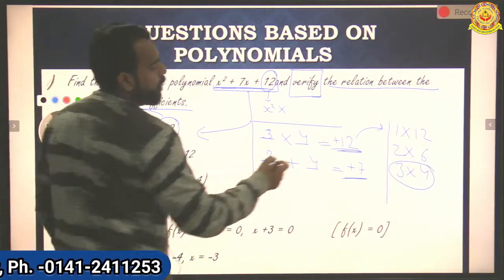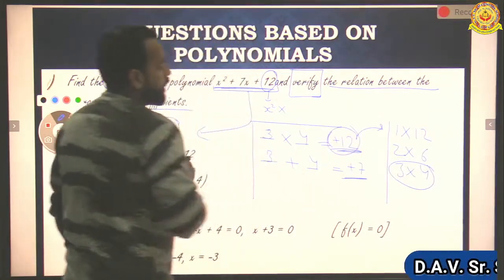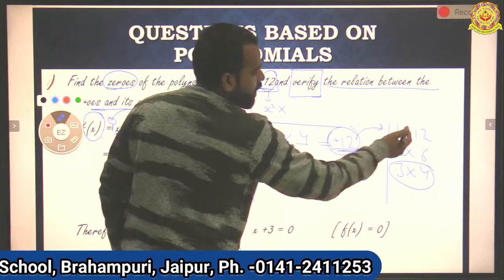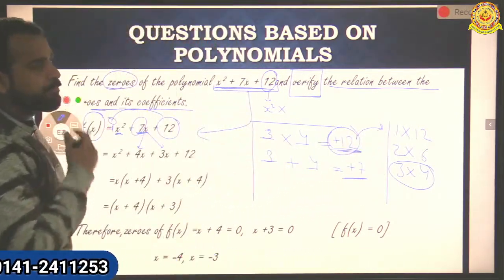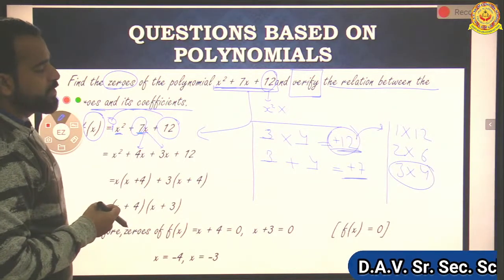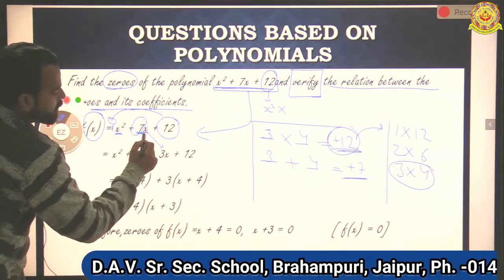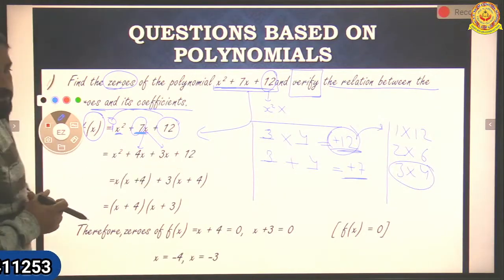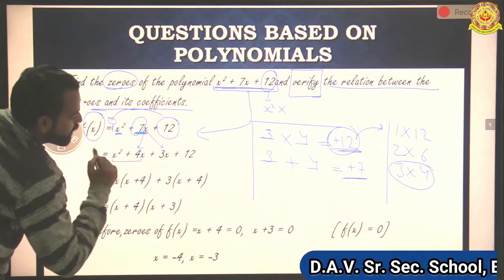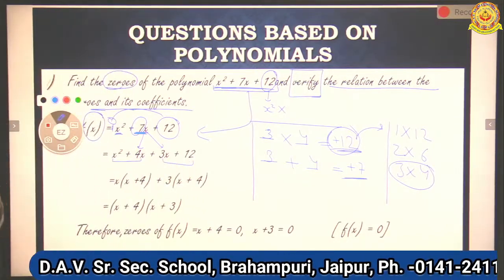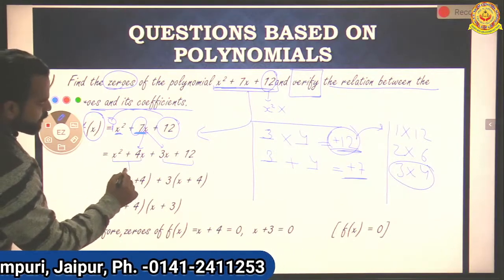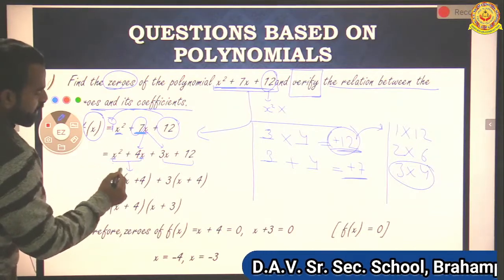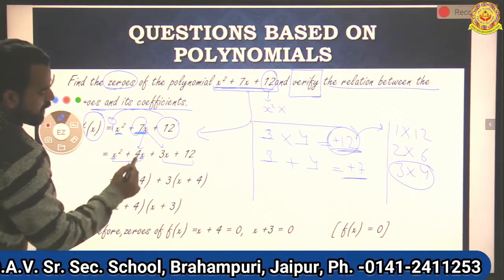So the product of the factors should be the last number, that means the constant number 12. 3 4s are 12. So that means the splitting of the middle term, which is 7x, can be in the form of 4x and 3x. Correct? Now we have to take the common factor between the first two terms and the last two terms. In the first two terms, only x is common, so we can take out x, and the leftover part should be in the bracket, x plus 4.